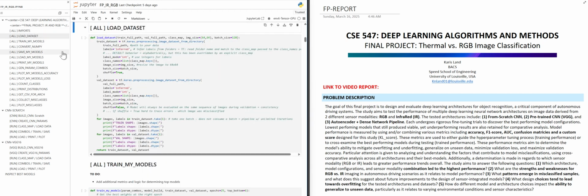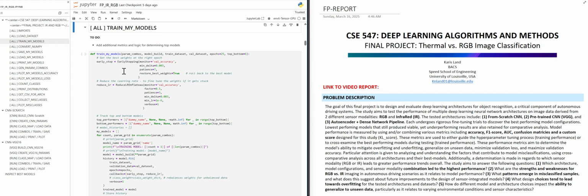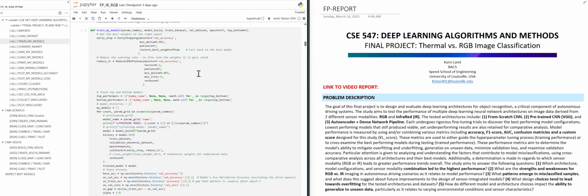So we're loading our data set into our generators, our training data set generator and our validation data set generator. One thing that's interesting about these generators is that they are not consumed, they can be used indefinitely. Okay, so we're going to train the models in this method here.